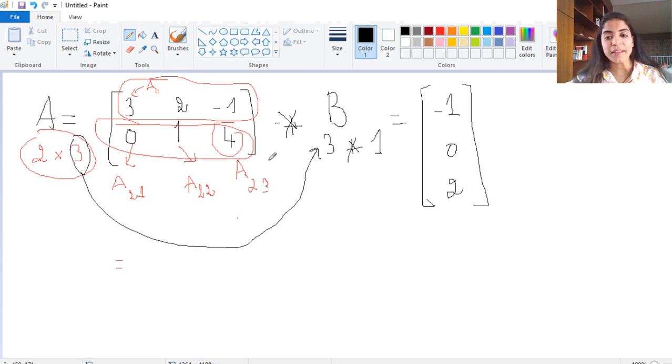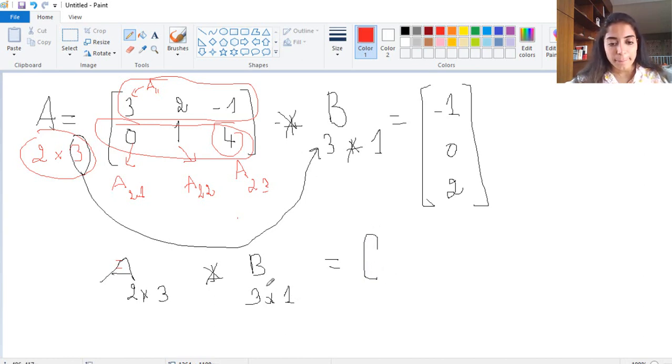Now, what is the answer of A times B? Basically, guys, A times B. So I know that A is a 2 by 3 matrix times B, which should be 3 by any other number. Now here it is 3 by 1. So what you should know, guys, is that C should be a 2 by 1 matrix. If you do the simplification of the internal size, it will vanish, and then the size of C will be 2 by 1.